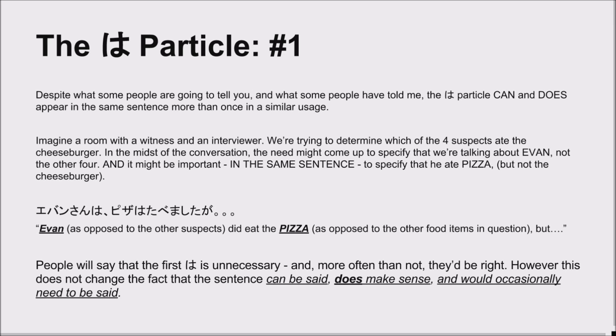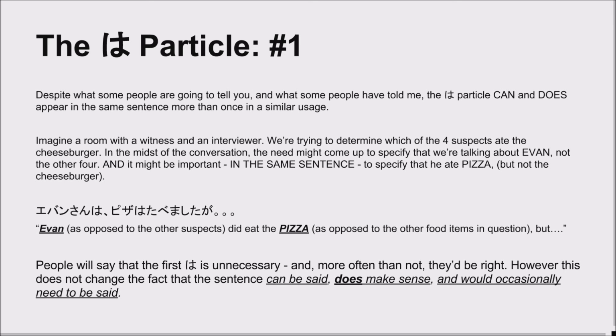In the midst of the conversation, the need might come up to specify that we're talking about Evan, not the other four suspects, but specifically Evan, one of the four suspects. And it might also be important in the same sentence to specify that he ate pizza, but not a cheeseburger. Like, if we want to say the sentence, well, Evan, oh, you're talking about Evan? Well, he ate a cheeseburger, or he ate a pizza, but not a cheeseburger. Saying that sentence requires you to use wa twice.